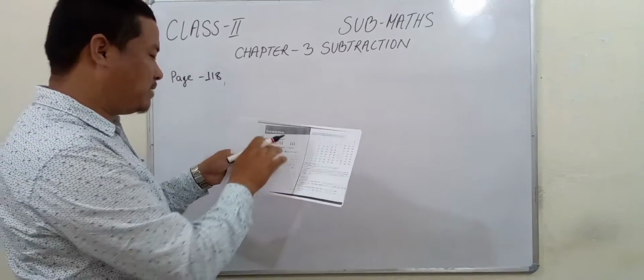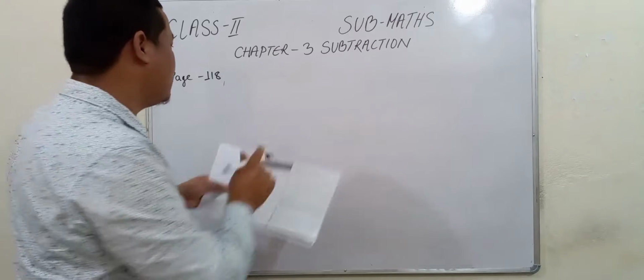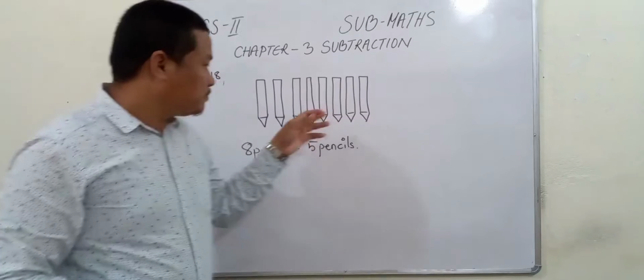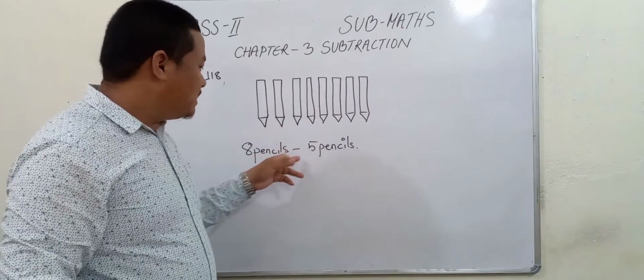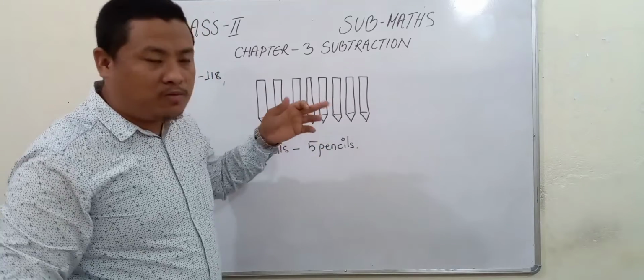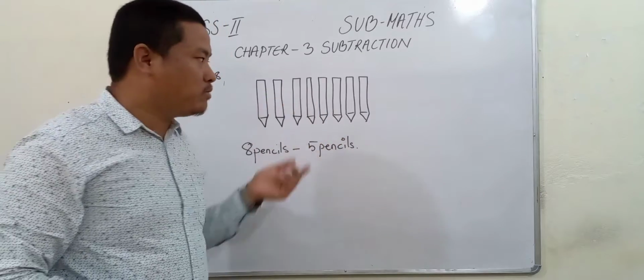Okay, some examples. The first one, what we have learned. Okay, look. 8 pencil minus 5 pencil. 8 minus 5. Okay, 8 pencil minus 5 pencil. From 8, if we take out 5 pencil, how much will remain? That one we have to find out.